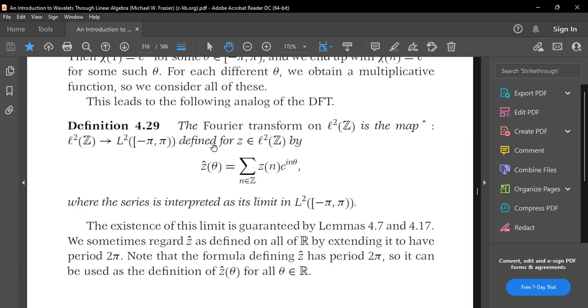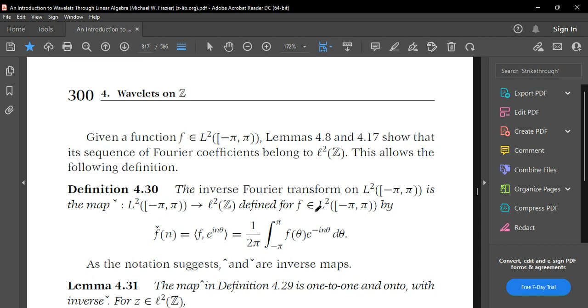So we now go to the Fourier transform, denoted by cap, and the inverse Fourier transform, which we also defined. This cap is defined from L2 of Z to L2 of minus pi to pi. For z belonging to L2 of Z, we have z cap of theta equal to the summation over n belonging to Z of z(n) e raised to i n theta, and this z cap will be in L2 of minus pi to pi. So theta is used here, and this series converges by lemmas 4.7 and 4.17.